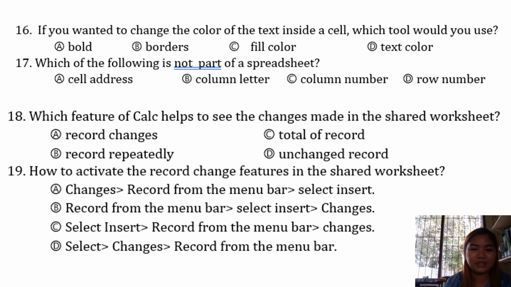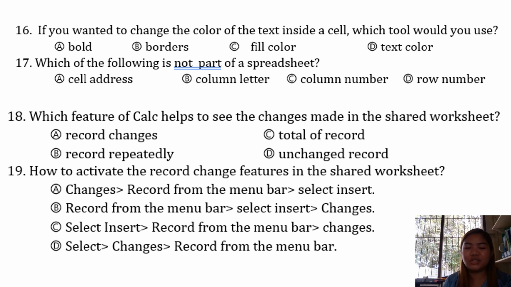A. Cell address. B. Column letter. C. Column number. D. Row number. Number 18. Which feature of Calc helps to see the changes made in the shared worksheet? A. Record changes. B. Record repeatedly. C. Total of record. D. Unchanged record.